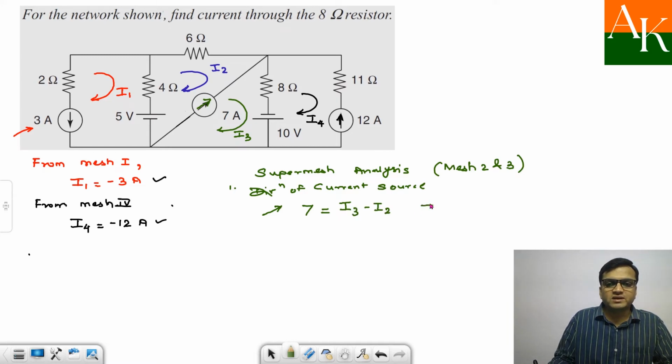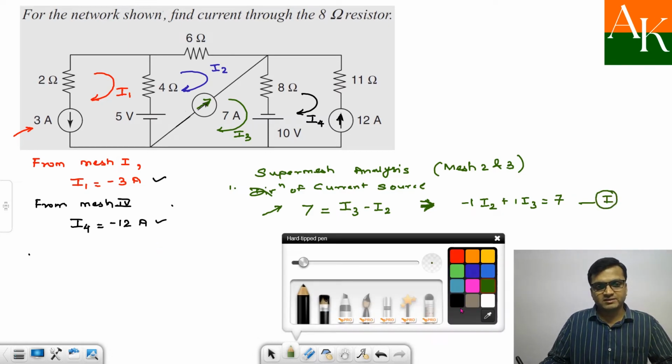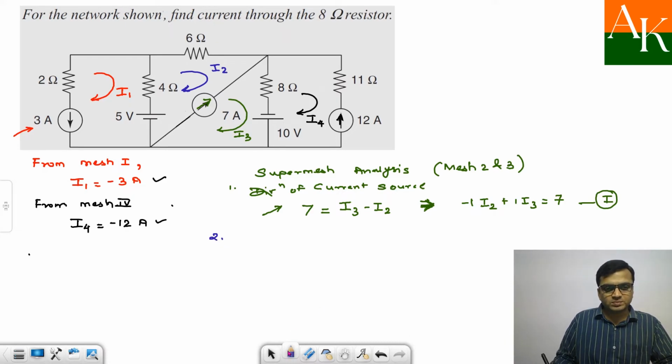So this will give me one equation as minus 1 I2 plus 1 I3 is equal to 7, and this I will call equation number 1. Up till now I have not mentioned any equation number, but right now I will mention this. And then I will apply KVL to the super mesh.